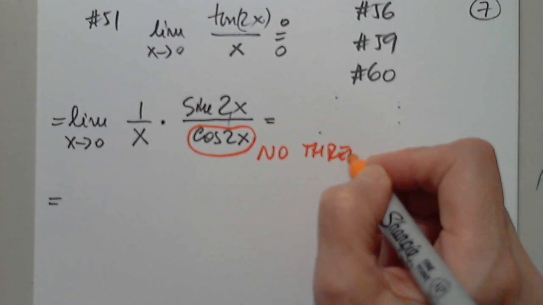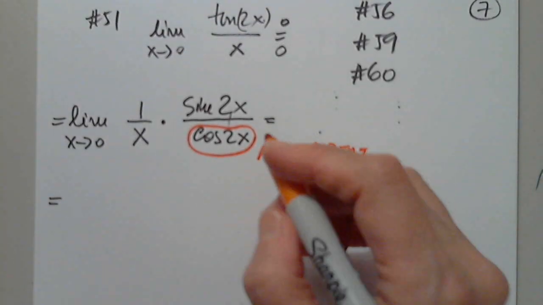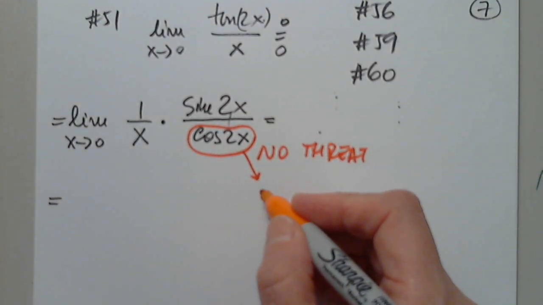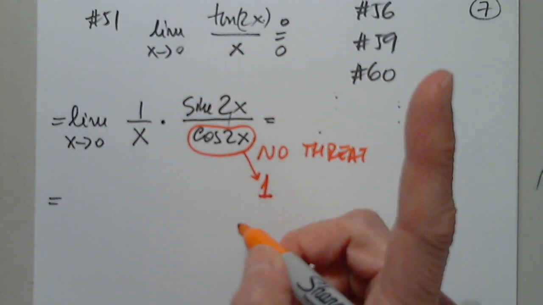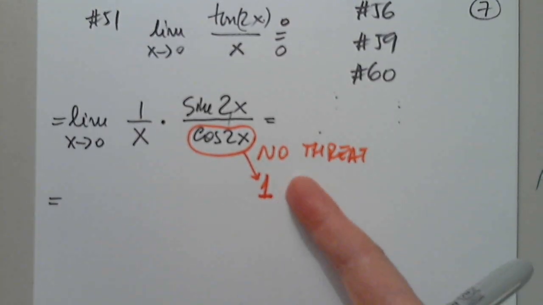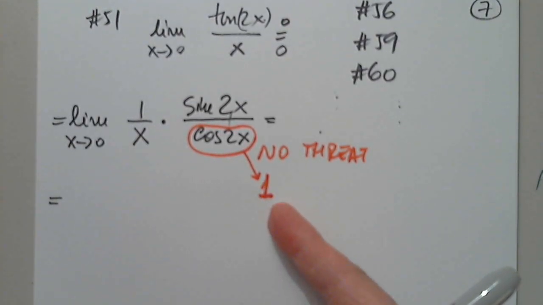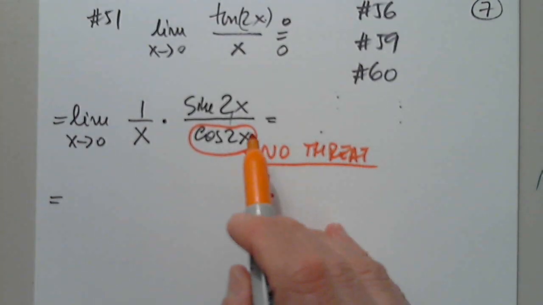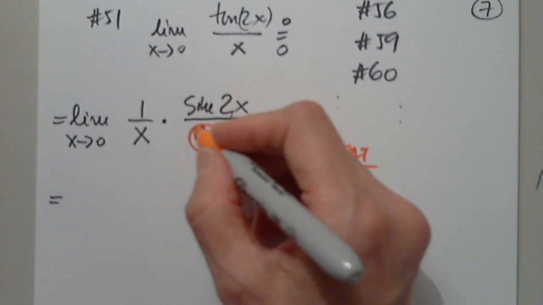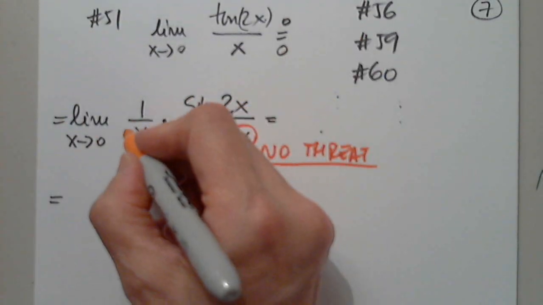No threat whatsoever. Why? Where is this going when x approaches 0? Is that 2 times 0? Cosine 0, right? 2 times 0 is 0. Cosine 0 is 1. No threat. If I put 0 here, it's a big problem. I can't have 0 in the denominator, right? So remember, cosine 0 is never a threat because it's 1. So what I'm dealing with is this. No problem.